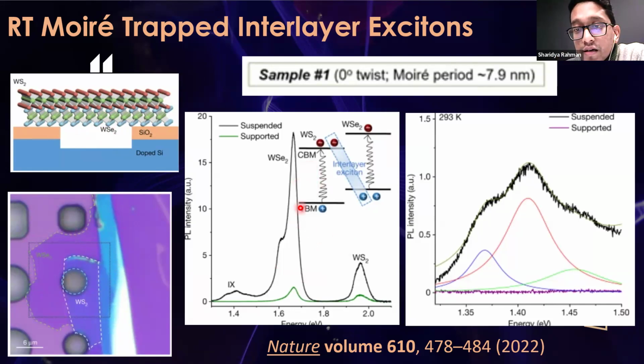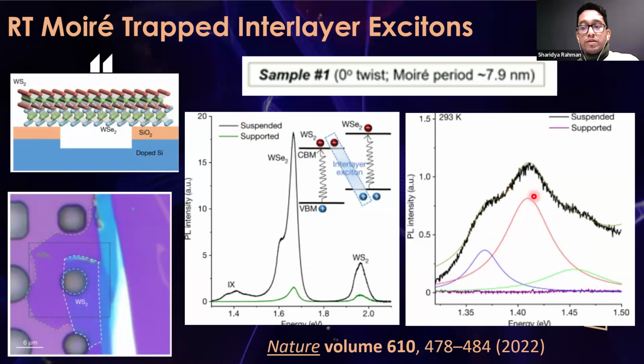As you can see, this is the PL spectrum from this kind of suspended TMD heterostructure. If we look closely, WSe2 of course shows high energy intralayer excitons. But at low energy, we have a formation of IX at room temperature, which is coming only from the suspended part and not from the supported part. If we look closely into this energy regime from 1.35 to 1.5 eV and do some fitting, we can see there is a formation of 3 different kinds of interlayer excitons at room temperature, which is only coming from the suspended part and not from the supported part.